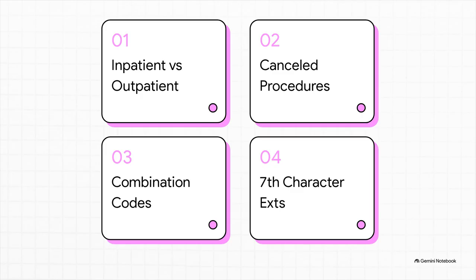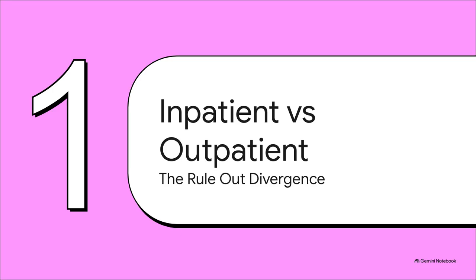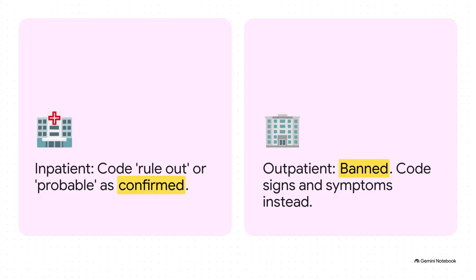Here is our agenda, mapping out the 4 specific traps we'll conquer today. Inpatient versus outpatient rules, canceled procedure sequencing, combination code traps, and finally, 7th character extensions. Starting right off with trap number 1, inpatient versus outpatient rules, the rule-out divergence. Now, test writers will test your awareness of what setting your patient is in for sure. Why? Because the setting literally dictates how you handle uncertain diagnoses.